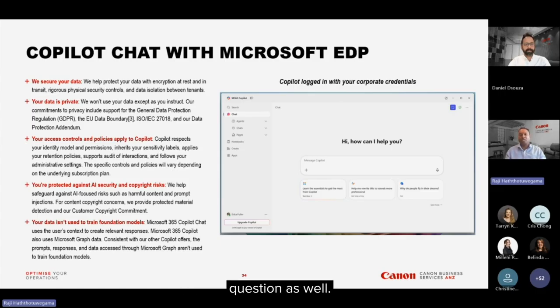So I know there was a copyright question as well. So that means it's a really good way to get your staff using a corporate version of a large language model. And the other thing that's important is there's a question around agents, which I'll touch on.